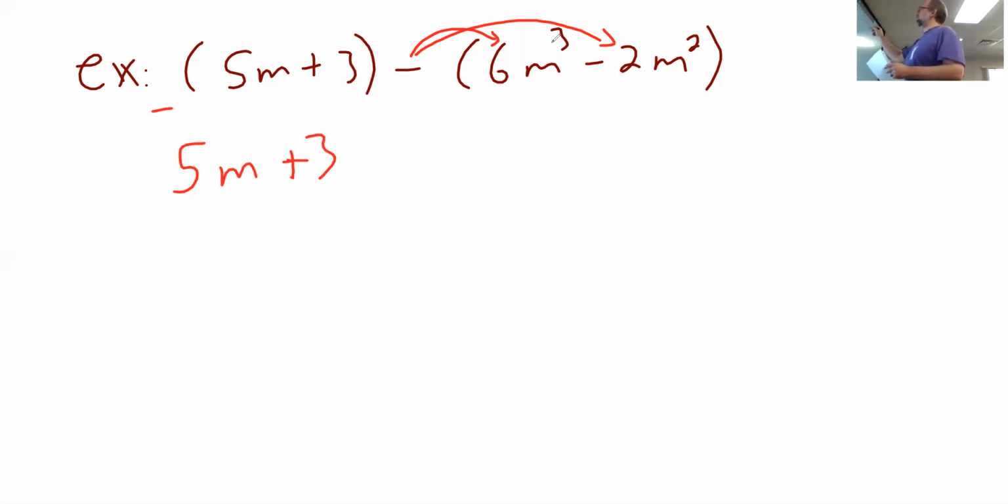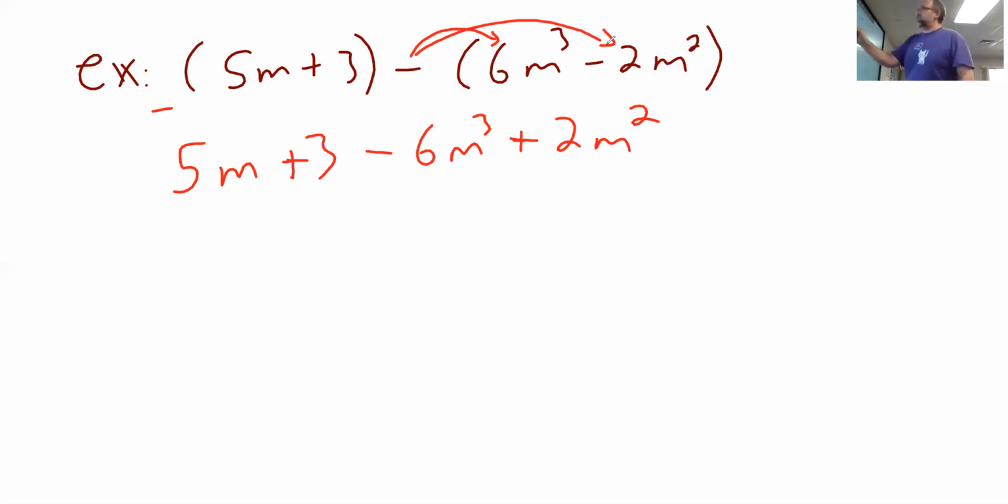For the second set of parentheses, because there was a minus sign, we flip the signs on everything that was inside as we pull it out of the parentheses. So now we have 5m plus 3 minus 6m to the 3 plus 2m raised to the 2. Then we look at rewriting our answer. We first look for pieces to combine. Is there anything that is similar?